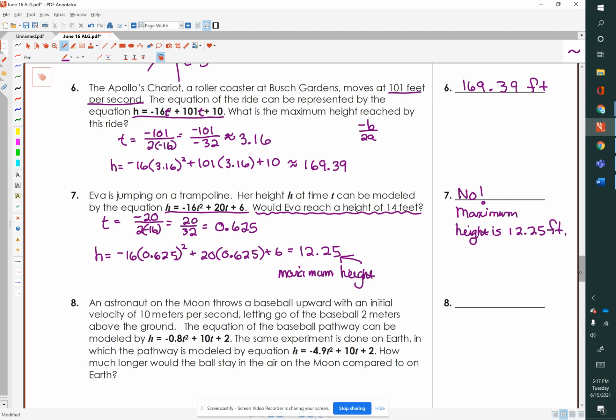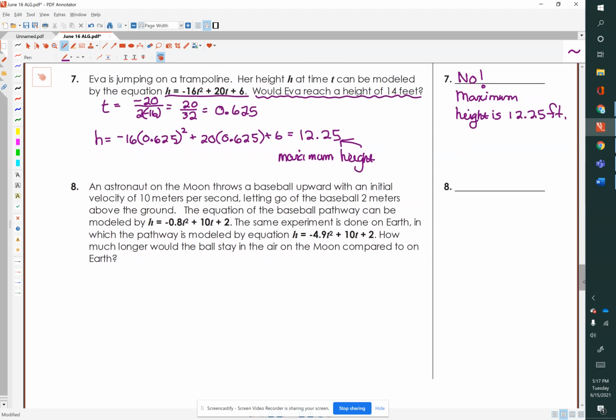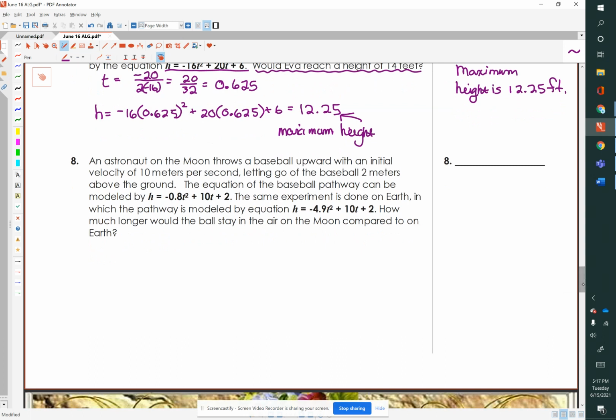And then finally, I believe it's our last problem for the day, an astronaut on the moon. All right, how do we even know this is true? An astronaut on the moon throws a baseball upward with an initial velocity of 10 meters per second, letting go of the baseball 2 meters above the ground. So here's where our astronaut, he's tossing the ball, he's letting go of it right there. And the distance between here and the ground is 2 meters.